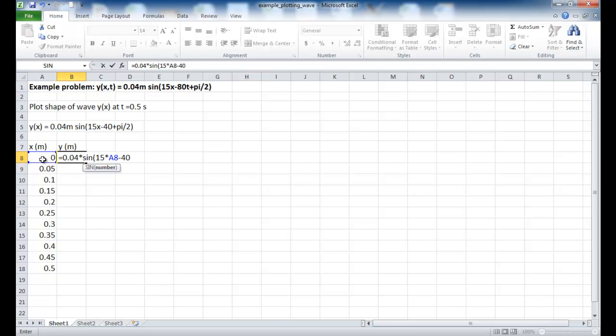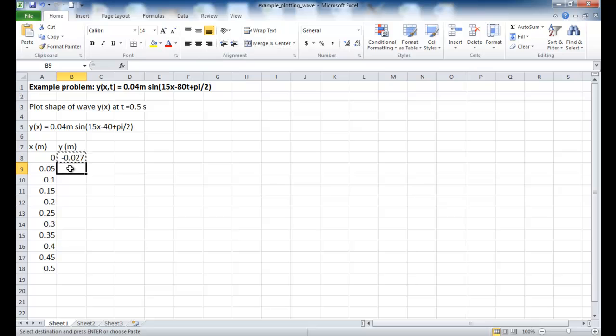That's just 40, minus 40, plus, and now here's the weird thing. Rather than type in a numerical value for pi, I'm going to use the functional value, the built-in function in Excel, which is pi, and then you have to put the left and right parentheses in. At least in my version of Excel, you have to do that, divided by 2. And so that formula should, if I did it correctly, give me the value negative 0.027. Good. All right, and we've got that. So all I have to do to generate the other values is copy that formula into the cells below.